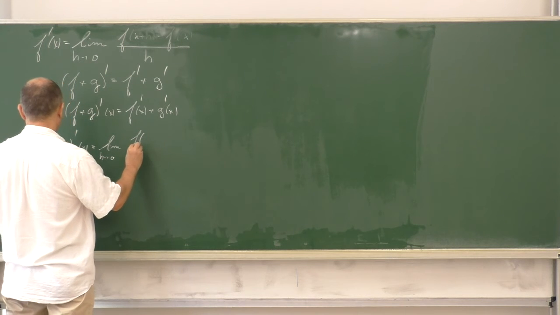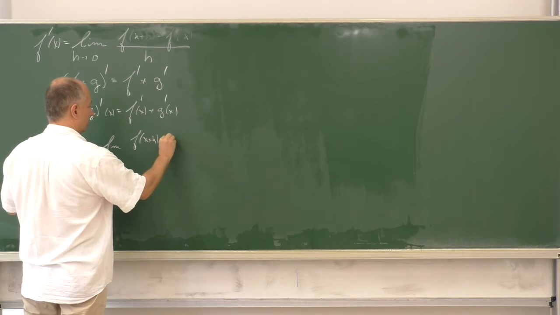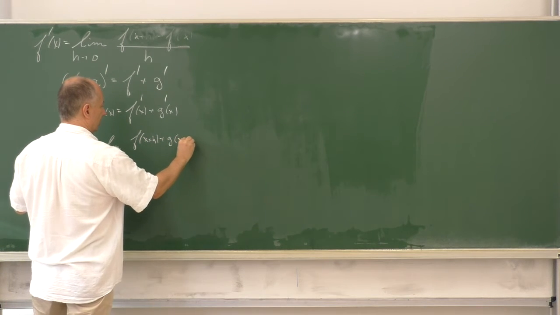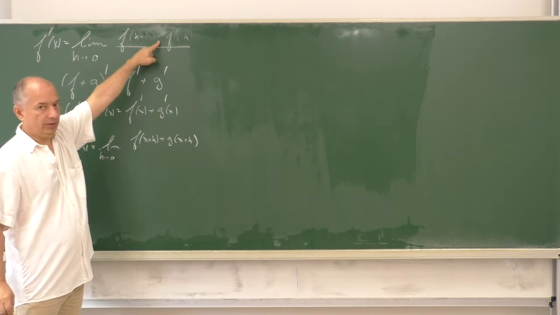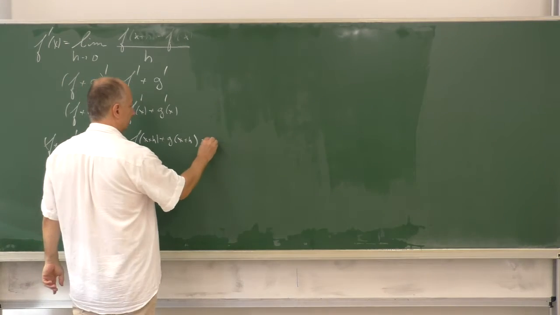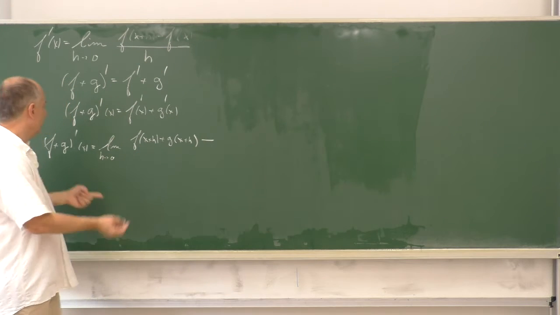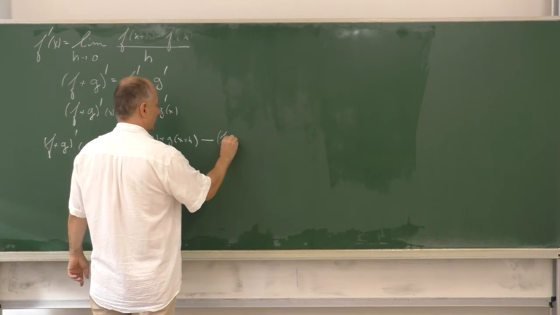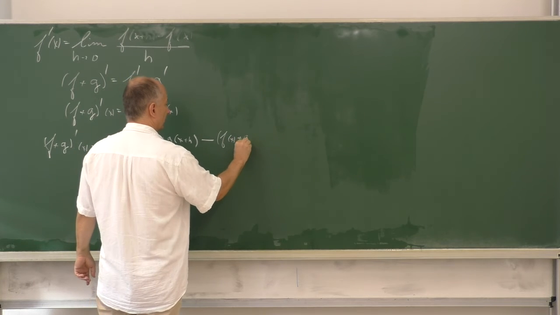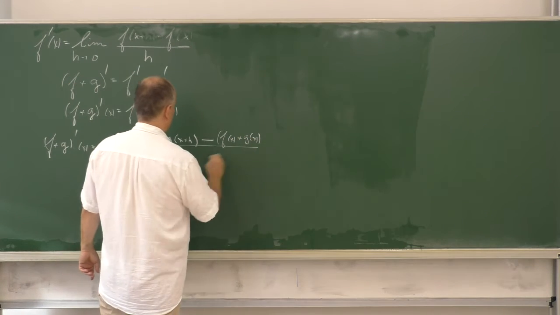So this is f at x plus h plus g at x plus h, minus what we differentiate at x. We differentiate f plus g. So this is f at x plus g at x, divided by h.